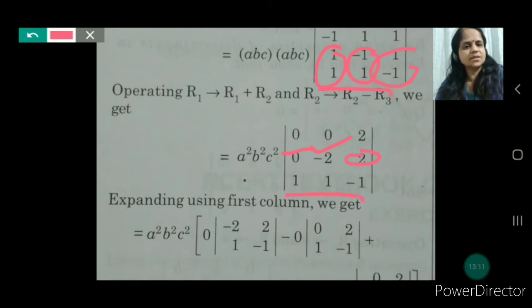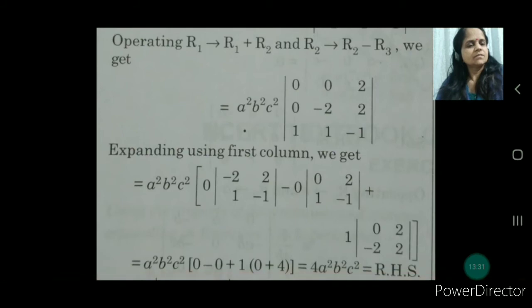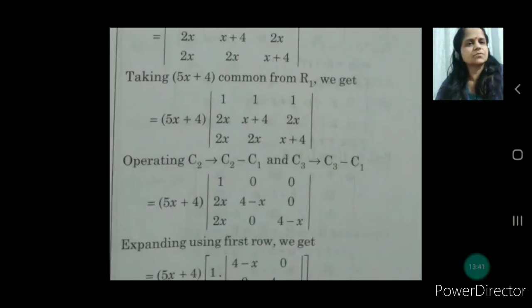Now expand using the first column. Okay. Since there is a 2 0 in first column and there is also 2 0 in first row, you can expand through first column or first row. Okay. Now when you will expand this, you will find the final answer 4a square, b square and c square. Okay. Now move for the next question.